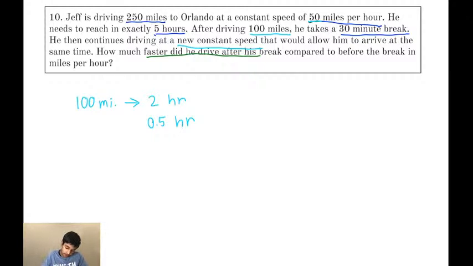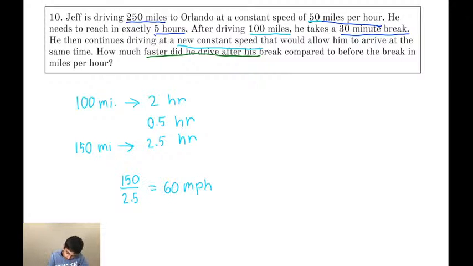Since he drove 2 hours and took a half-hour break, now he needs to drive 2.5 hours more and complete the remaining 150 miles, right? Since he drove 100 miles in the beginning. To find how fast he's driving now, we just do 150 divided by 2.5, or 300 divided by 5, which is 60 miles per hour. And again, now we subtract off the initial speed. So 60 minus 50 miles per hour equals 10.